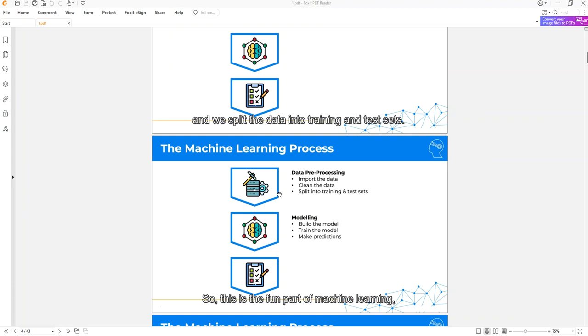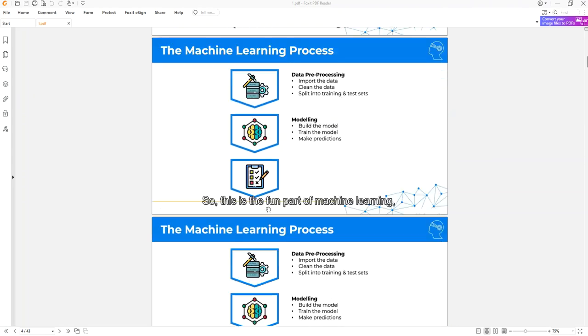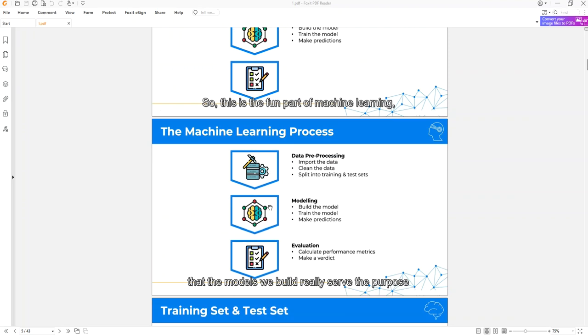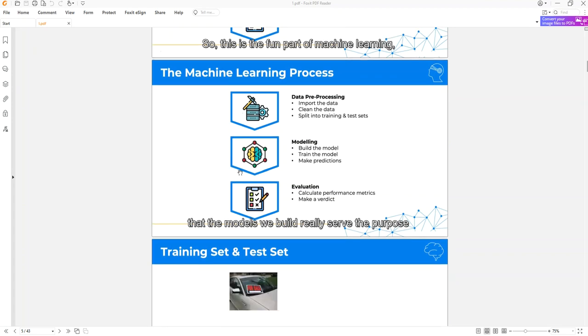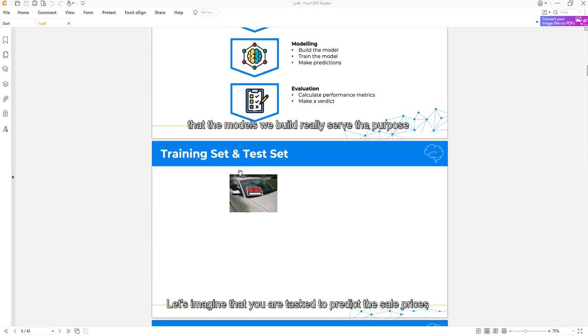Whether that prediction is correct or incorrect depends upon the accuracy of the model, and that comes down to the next checklist: the evaluation of our model. Calculate the performance metrics, make the verdict about it. Is the model that we built actually serving the purpose, or is it just a model that we built that is not helping us in the situation? Usually it's a business situation, right? But it can be anything else as well.